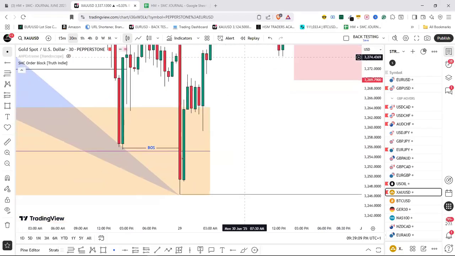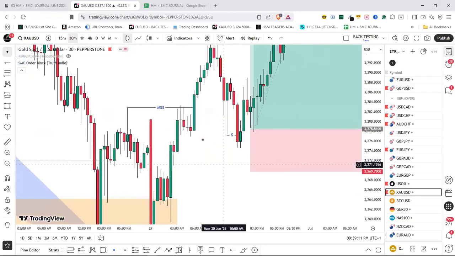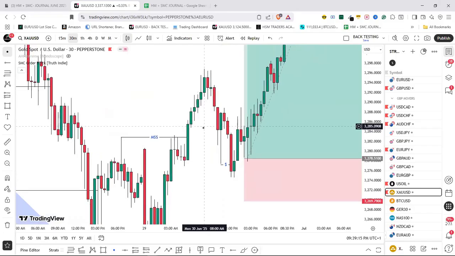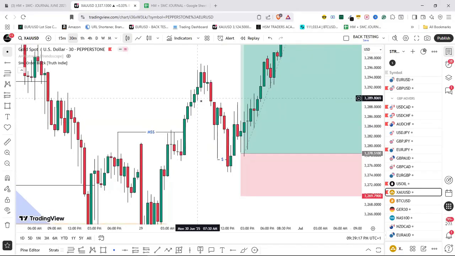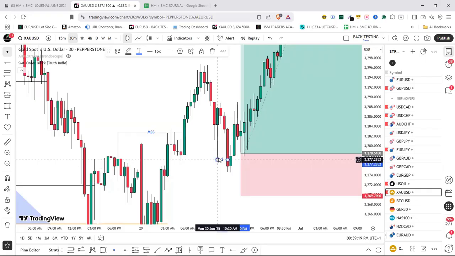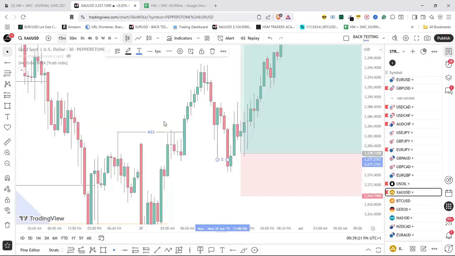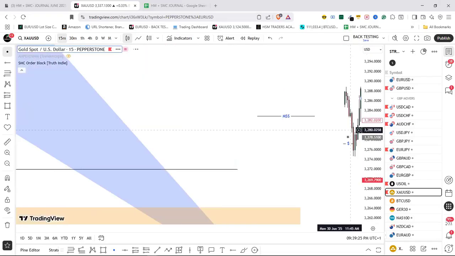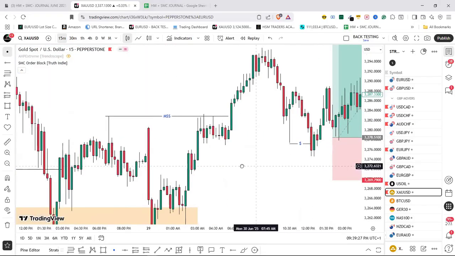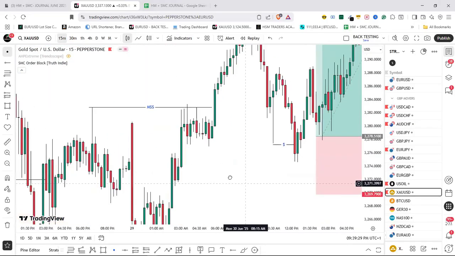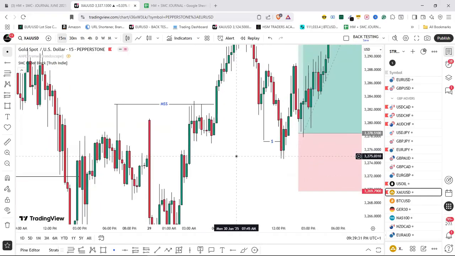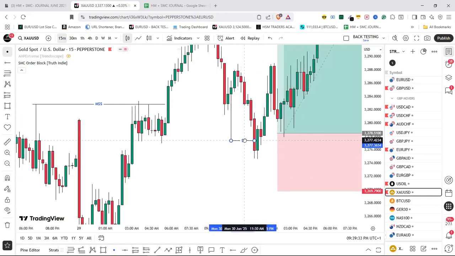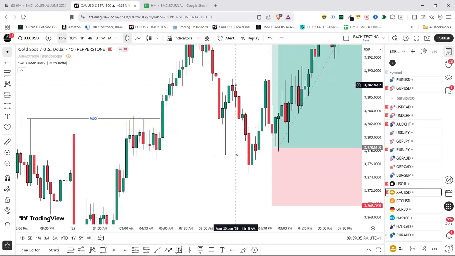Now, after this break of structure, we had what? Market structure shift. Now, the first pullback that market makes, what is the first pullback? Look at this pullback here. This is a pullback. Since this is a lower time frame setup, I can even go down to the 15 minutes time frame to look at it very well. See what happened here.